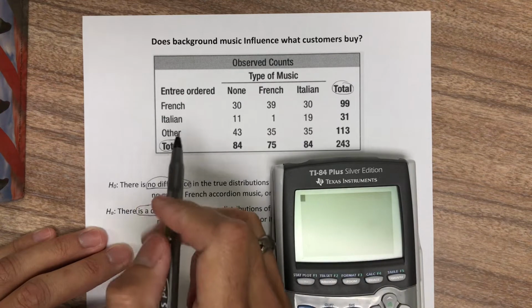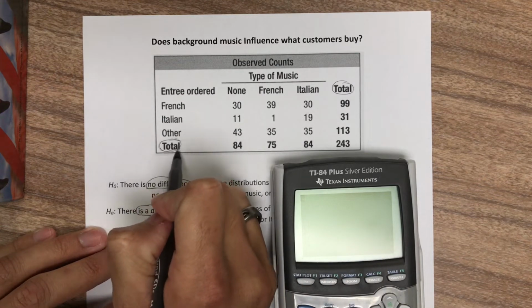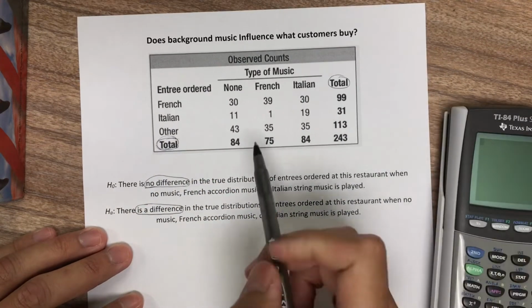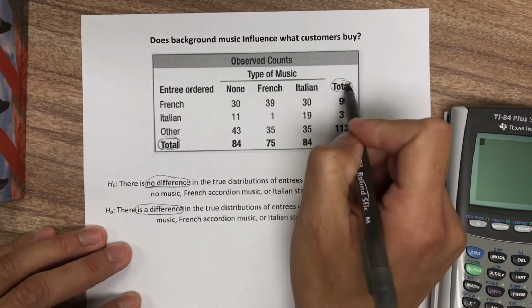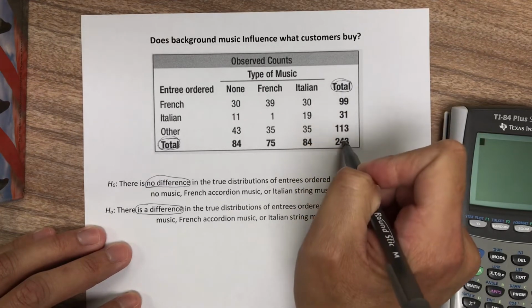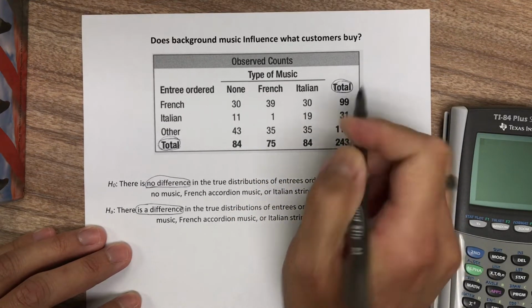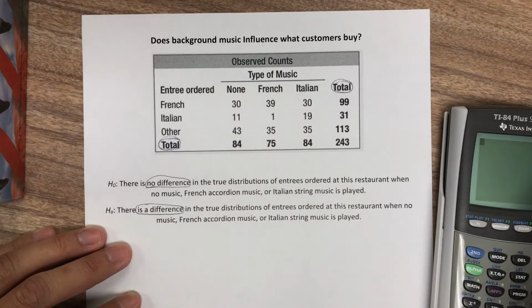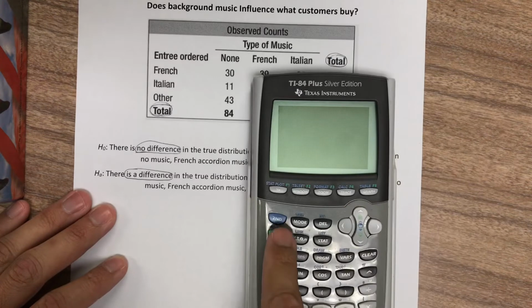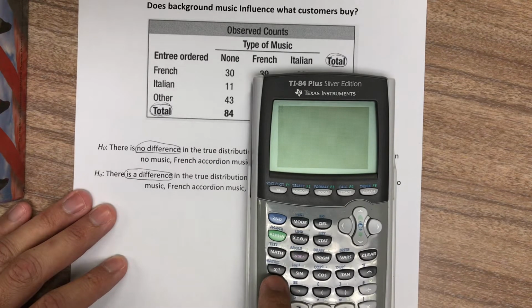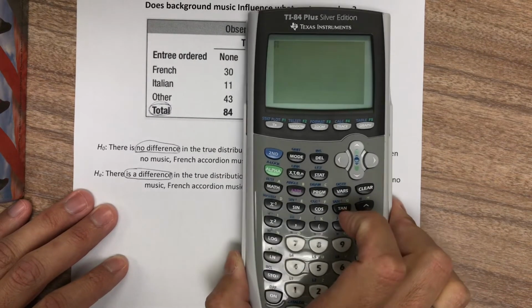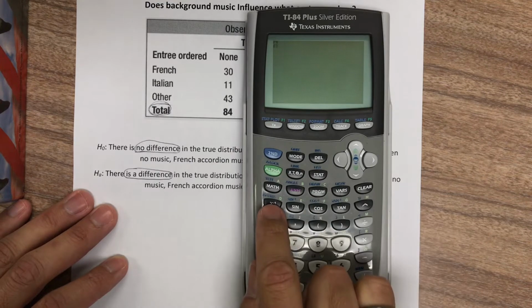Here I circled the totals for the marginal distribution. We have the total of music at the bottom, and we have the total of entries on the side. You do not put those numbers in your matrix. You just need the body of the table in your calculator. So you go to second, and you press the button that has an X to the negative first power. But in blue, it says matrix. I know it's a little bit hard to read, but it says matrix there.